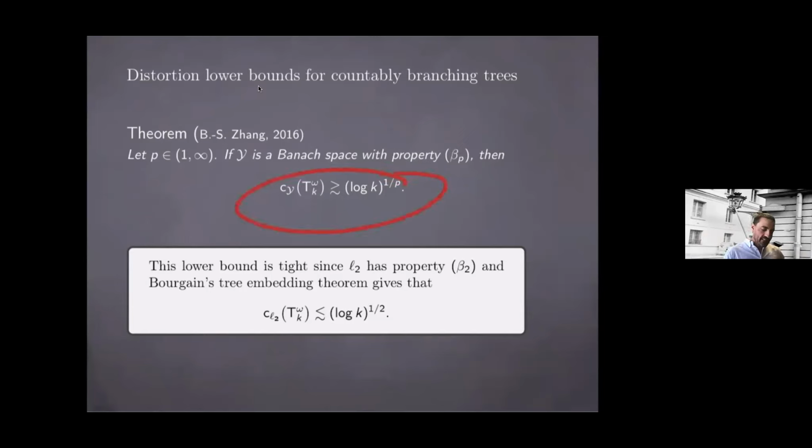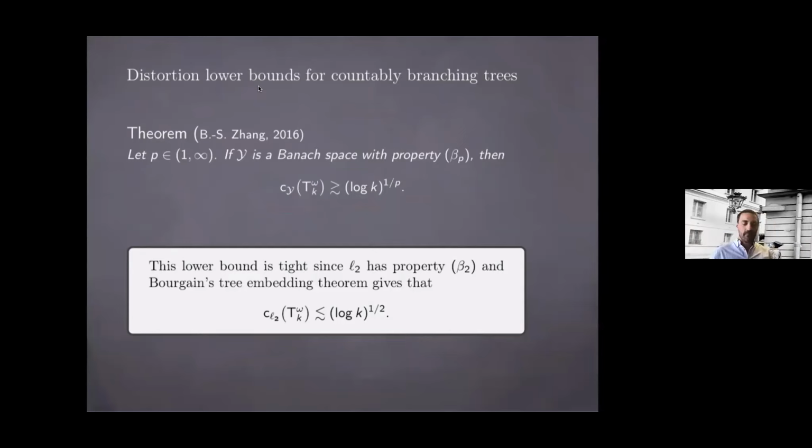And this bound is tight because Bourgain in his metric characterization paper showed that you can embed the binary trees into L2 with distortion square root of log k, if k is the height. But essentially the same proof can be extended to every L_p and to co-type branching trees as well. So it's essentially the same argument, and this is tight. So you get the right order of growth when trying to embed the co-type branching trees when you use property beta.